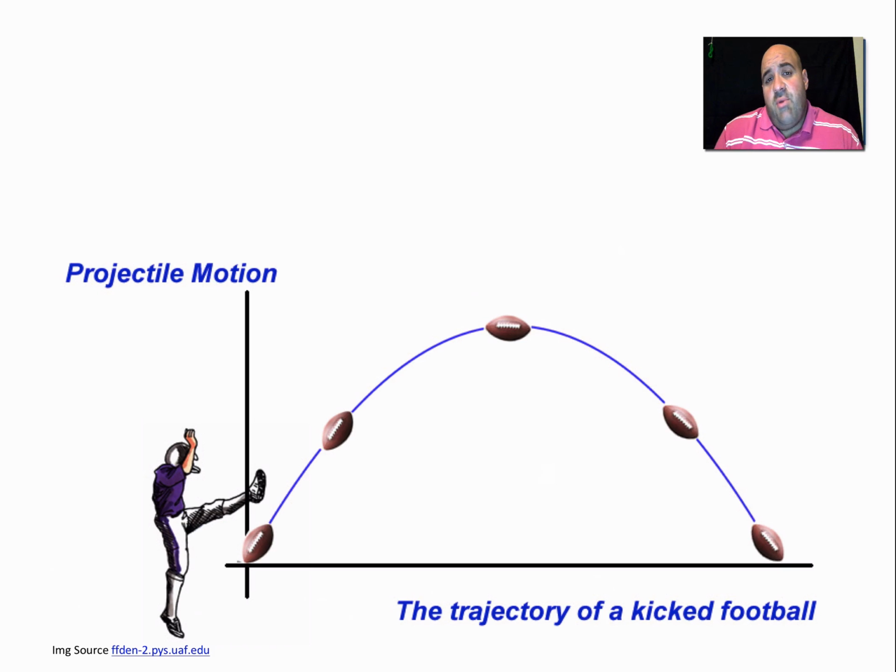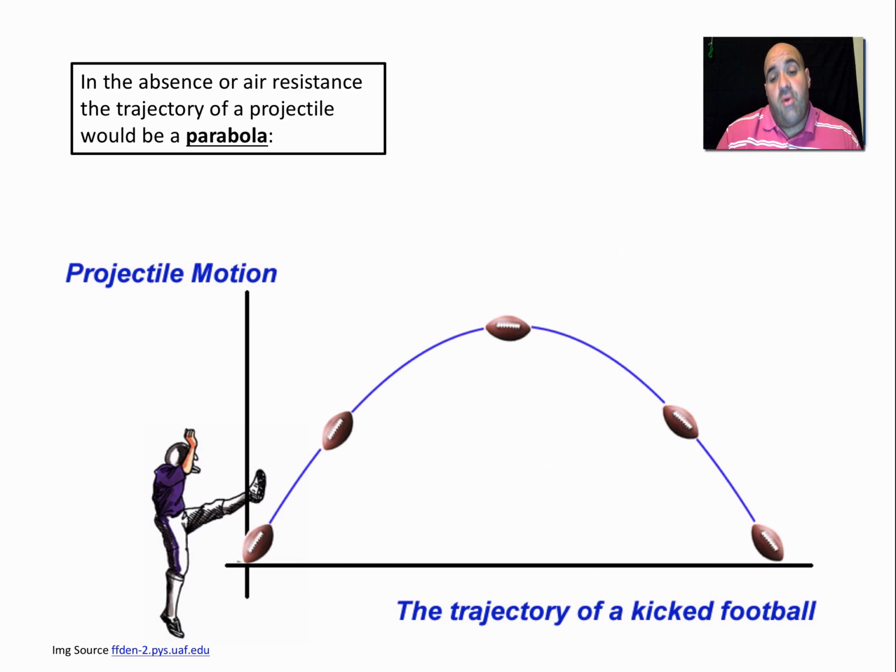We see projectile motion in sports. This is the trajectory of a kicked football. Does anyone know what shape that is? When you have a projectile without air resistance, it does follow a parabola. The trajectory of it forms a parabola.